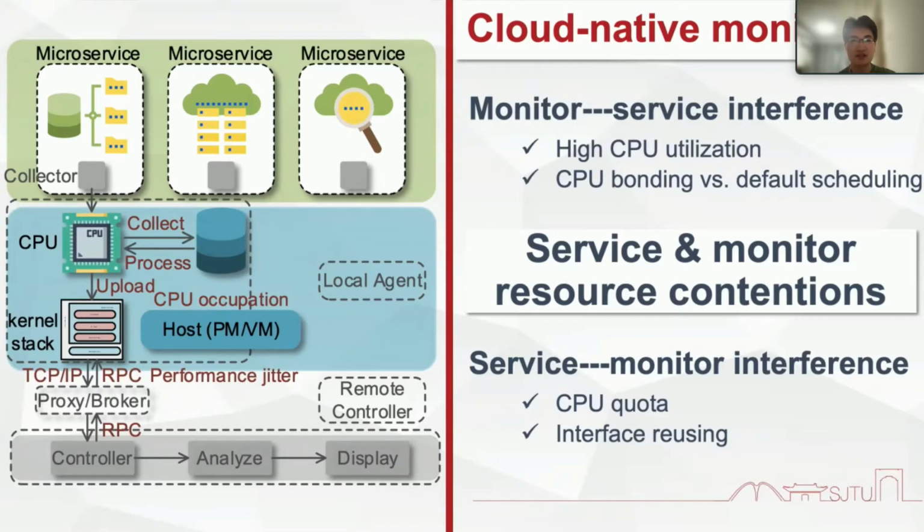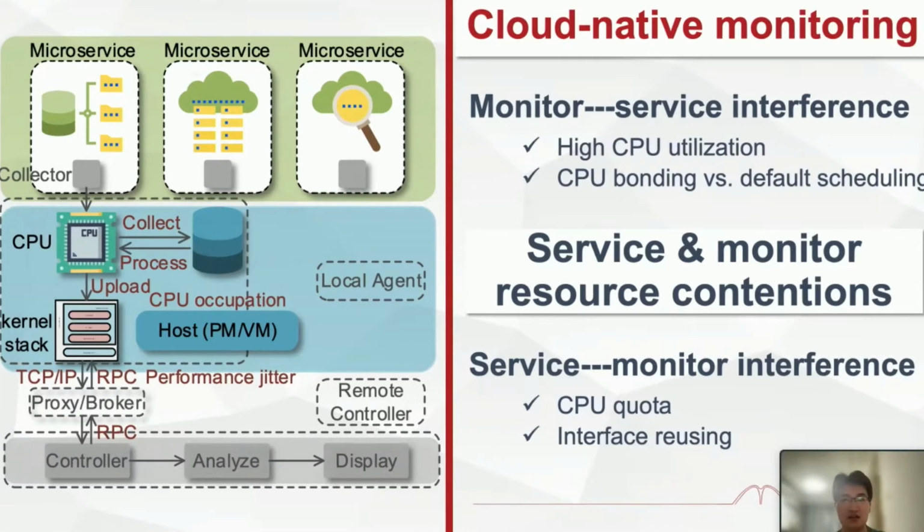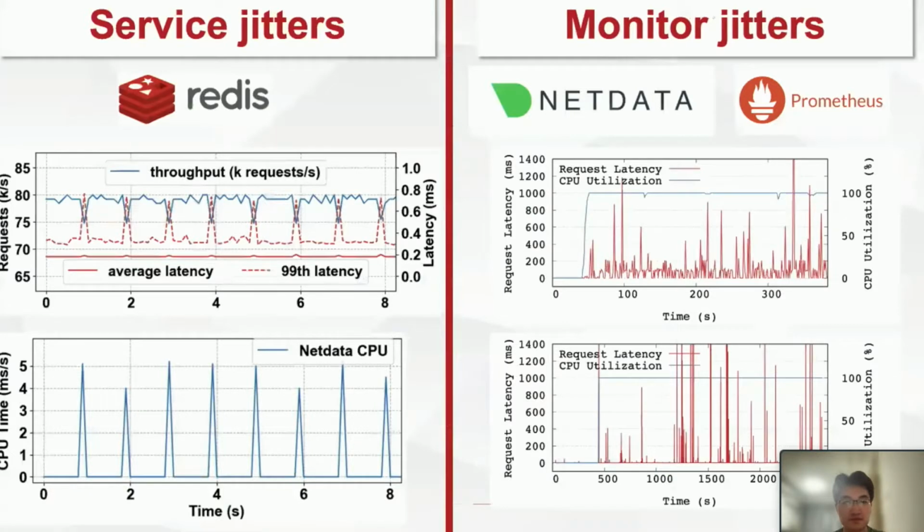However, assigning a dedicated core or interface for monitoring may avoid such interference. However, it still causes large capital expense with CPU overhead. We further elaborate such mutual interference in the real deployment.